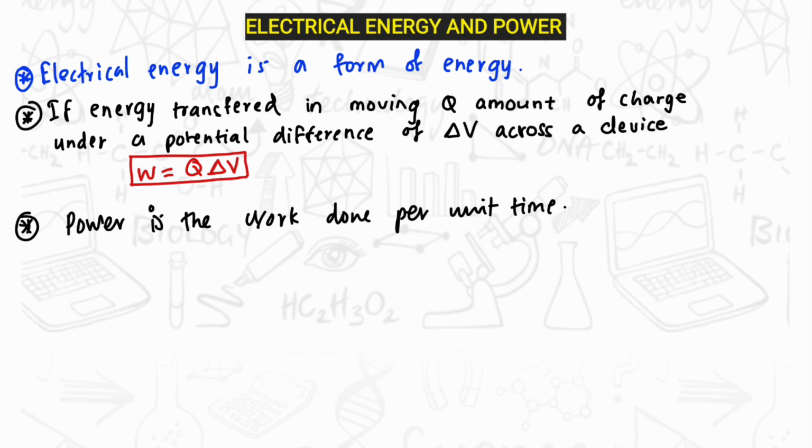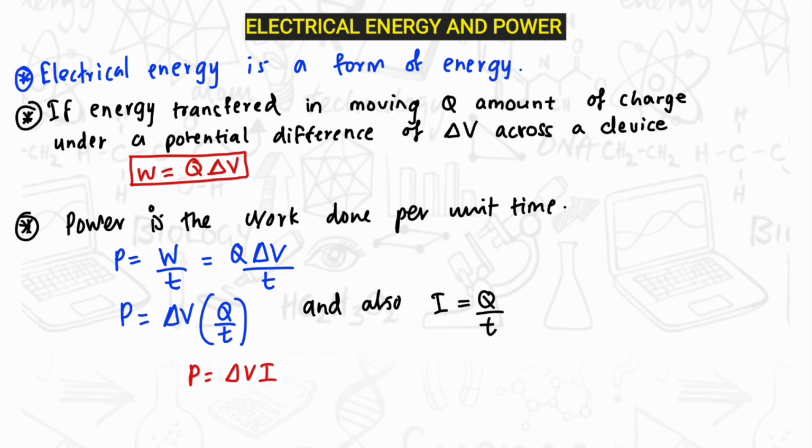Power is the work done per unit time. Therefore, if we divide work by time, that is Q delta V by time, we get P equals delta V times Q over T. And also, current is the charge flowing per unit time, that is I is equal to Q over T. Therefore, we get P equals delta V times I.